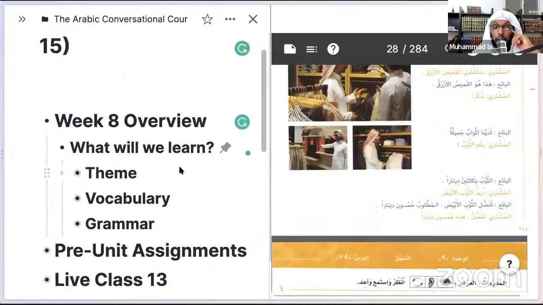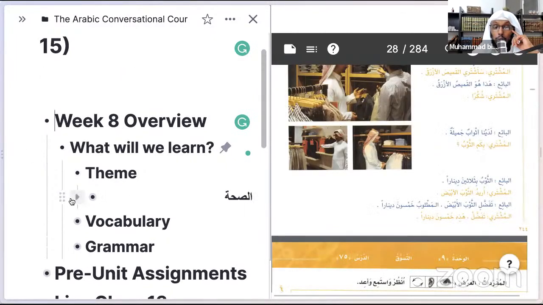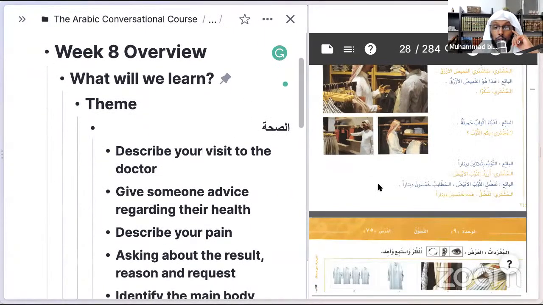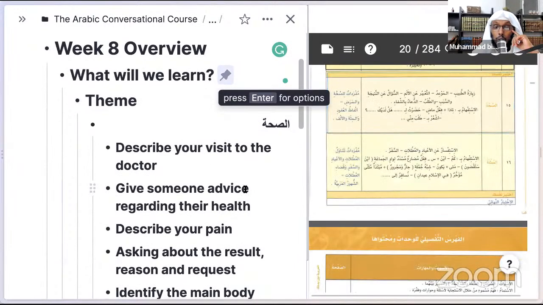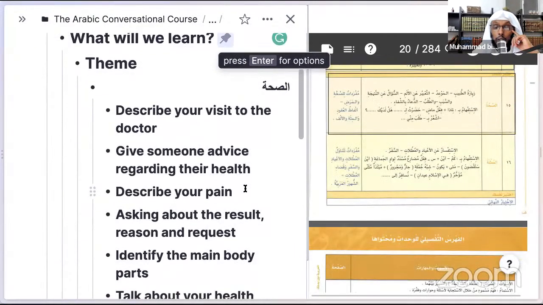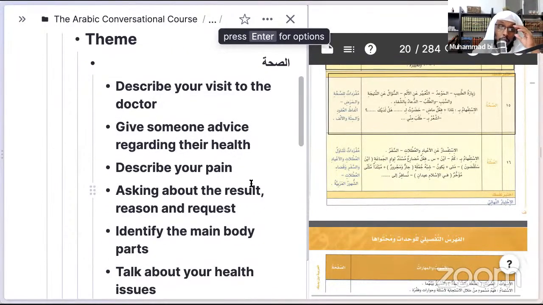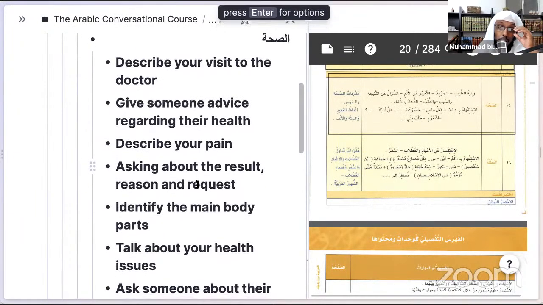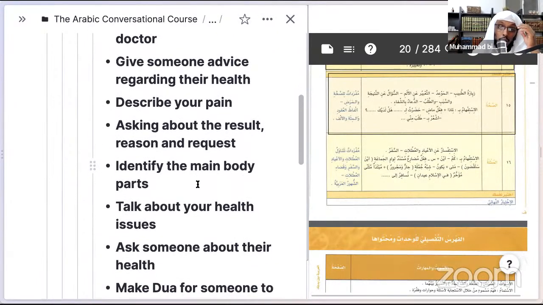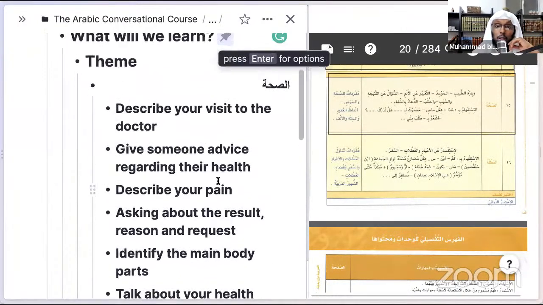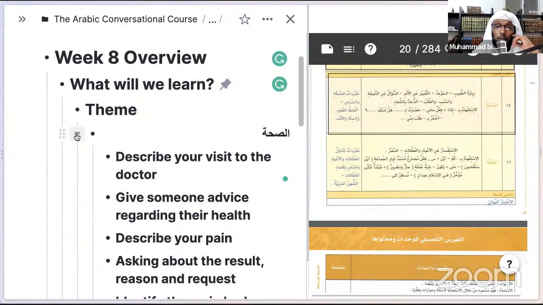Very interesting. We're going to be talking about how to describe your visit to the doctor. Also, how to give someone advice regarding their health. How to describe pain that you're feeling. Asking about the result of something or the reason of something or someone's request. Identifying the main body parts. Talk about your health issues and ask someone about their health and make dua for someone to have good health. These are some of the prompts or some of the sub-themes that we'll be talking about, inshallah ta'ala.